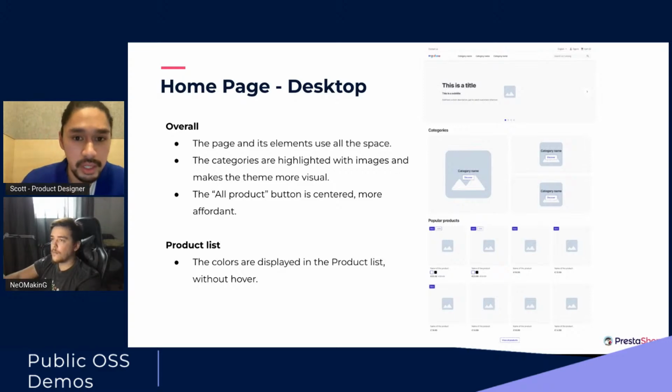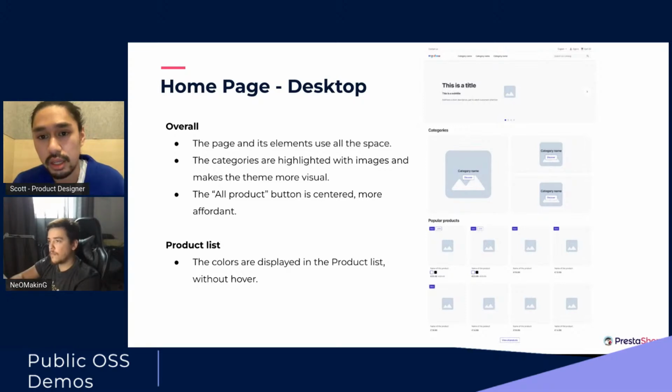I will start with the home page. As you can see here, it's the desktop version. Overall, the page and its elements use all the space. As you can see, the image cover is way wider, the header also. It's better, and overall, the theme is more visual. You see just at the bottom of the image cover, the categories are really highlighted with images, so it's really more visual.